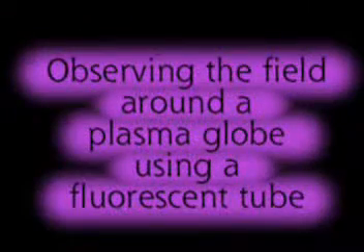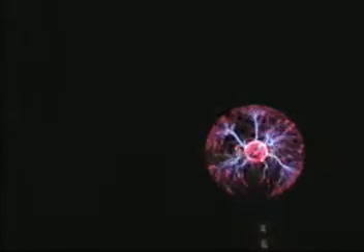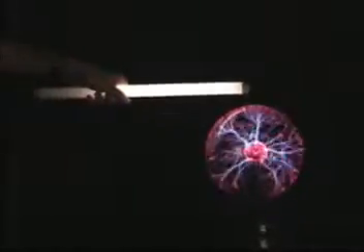Observing the field around a plasma globe using a fluorescent tube. A high-frequency, high-voltage source within the plasma globe strips electrons from gas atoms within the globe, creating a plasma. The electrons and ions move at the source frequency, and an electric field. This electric field can be used to excite the gas within the fluorescent tube, and when the bulb is close enough to the globe, the bulb is noticeably bright.